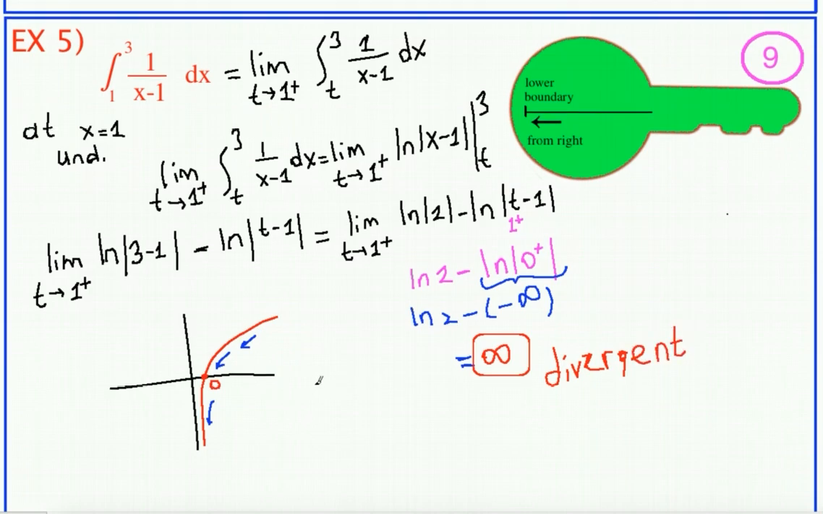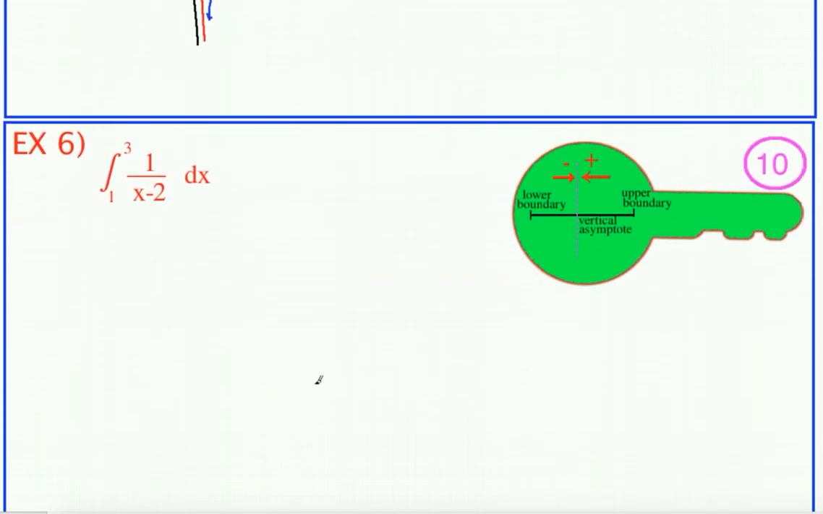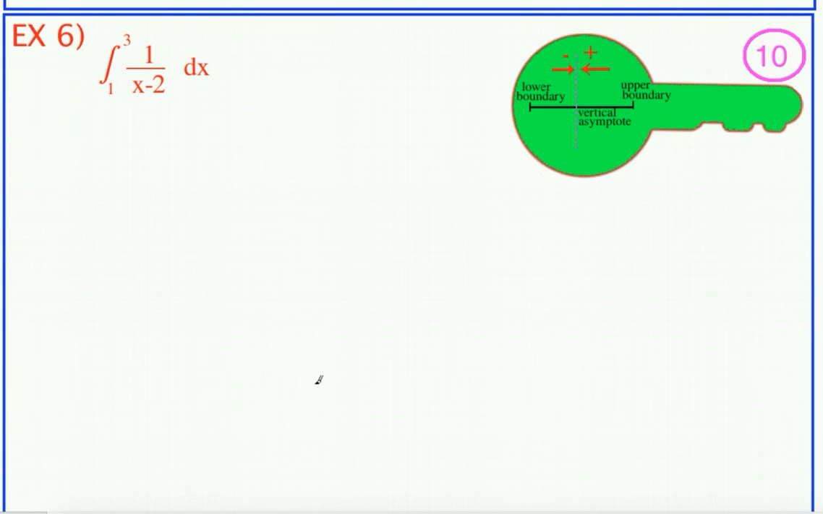Okay, let's go to example 6. In example 6, what makes our integral improper? Let's check. We don't have boundaries going to infinity, but we have a value that makes the function undefined. We have discontinuity type of improper integral. So at x equals 2, x cannot be 2, otherwise our function will be undefined. We have a vertical asymptote. So this is case 3, type 2, case 3.